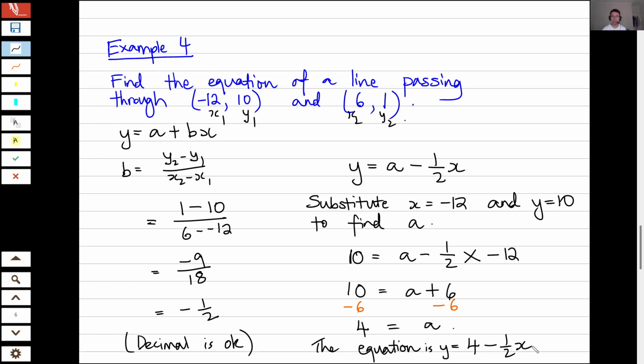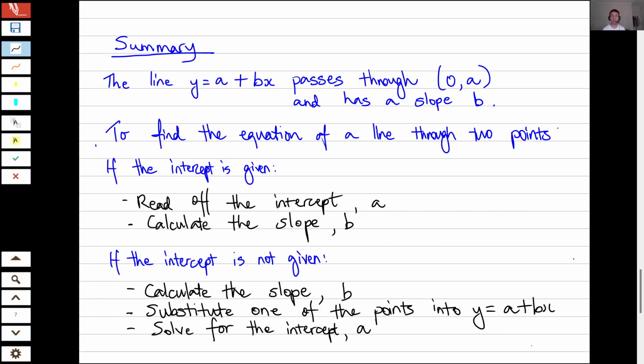Okay, let's summarize. If you are given the intercept, then you want to start by reading off the intercept, a, and then calculate b.